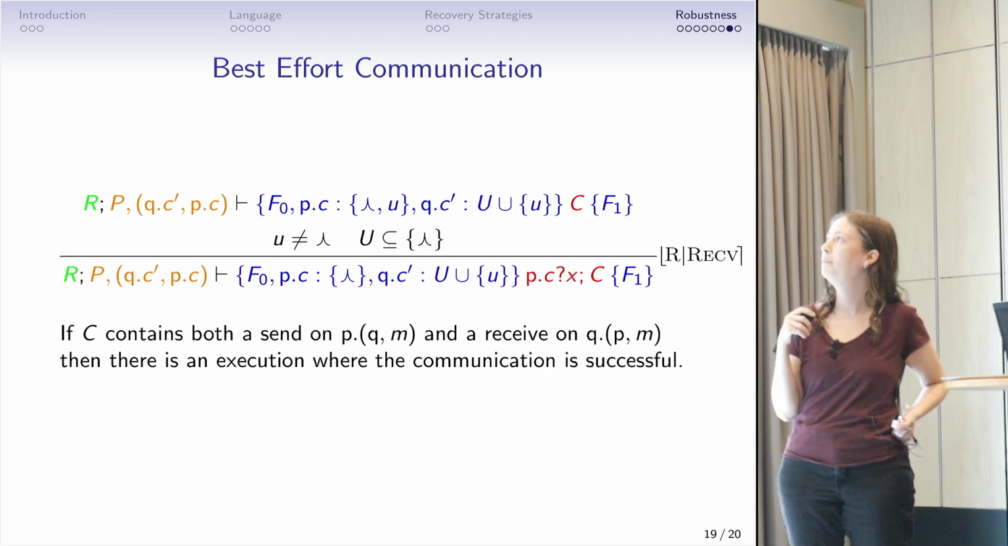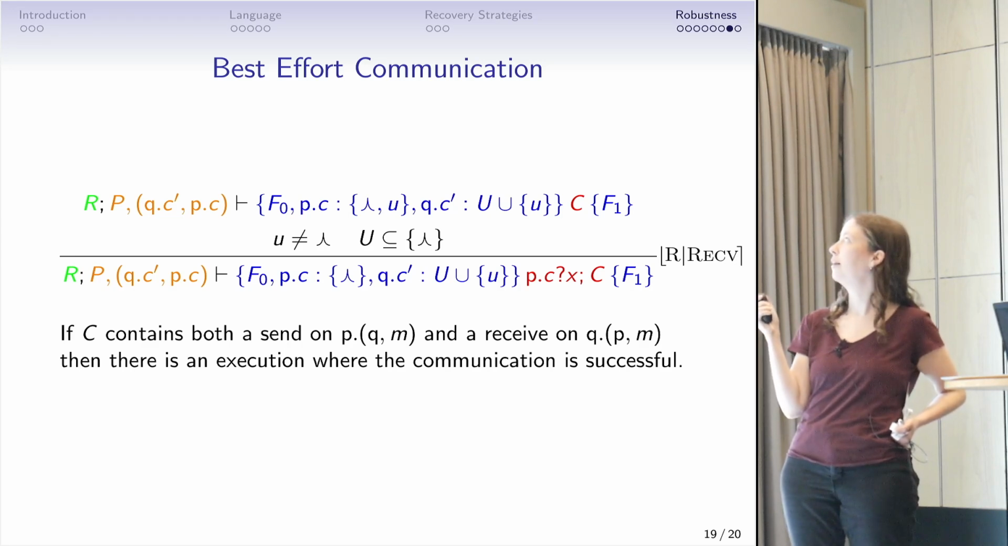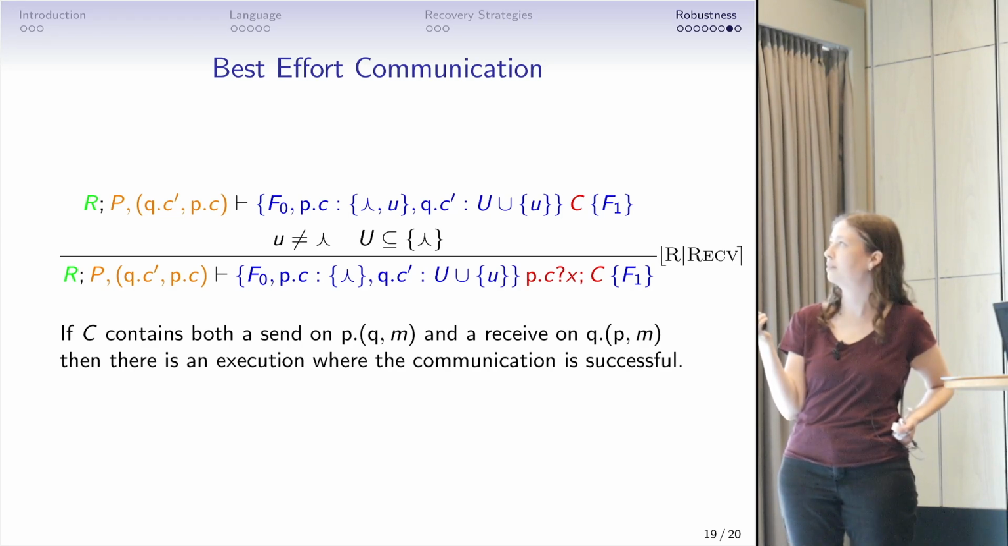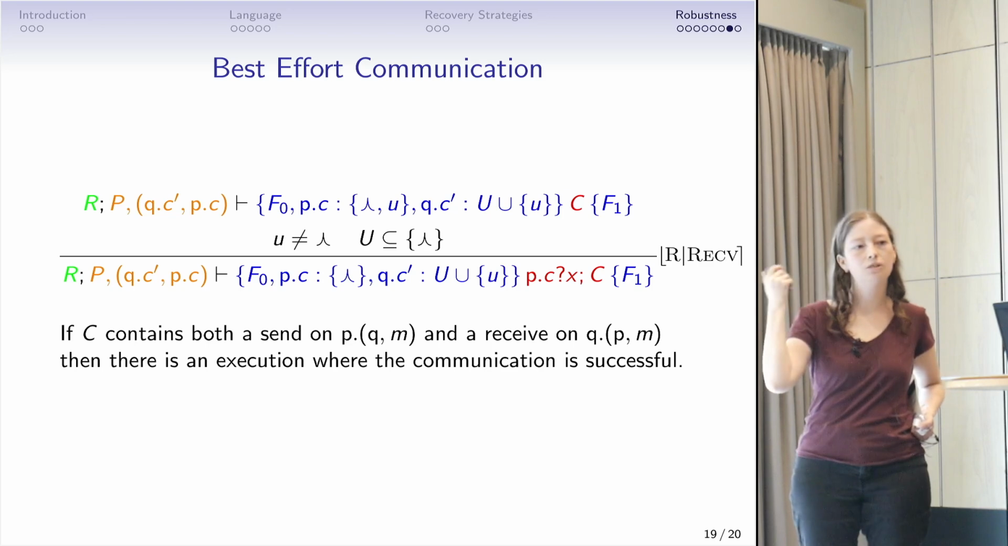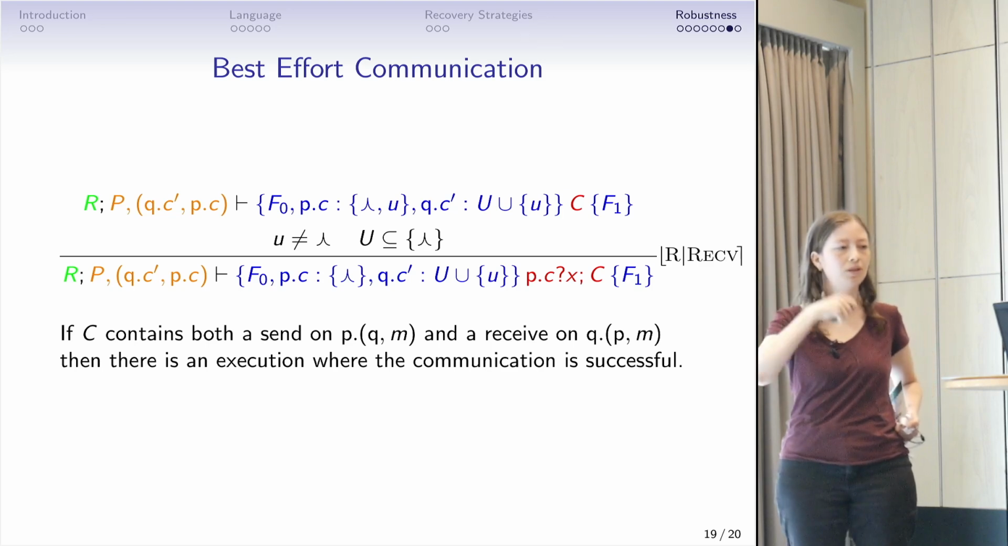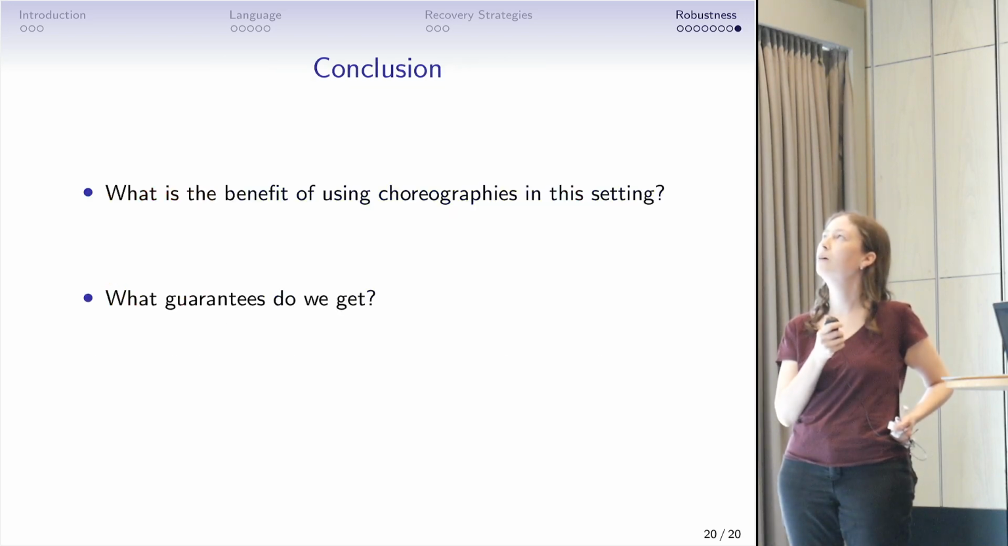Very similarly, best effort communication is also ensured by our receive rule, because it checks that there must be something in the queue in the corresponding receiver. It must have at least tried to send something. It must be possible in this that it is in a state where it has sent something. That's what best effort communication is.